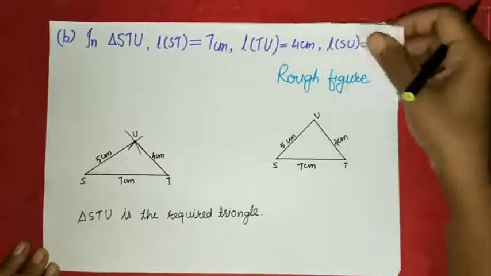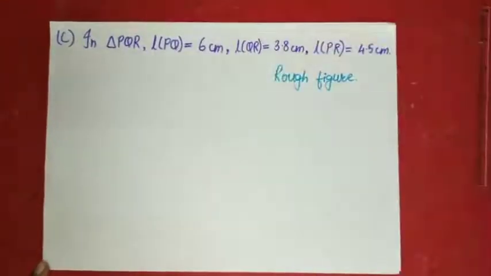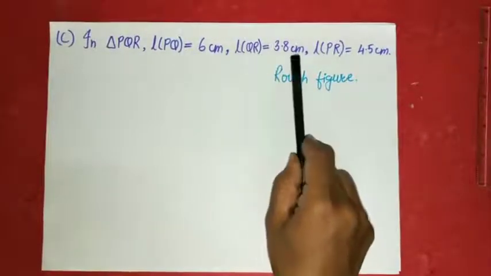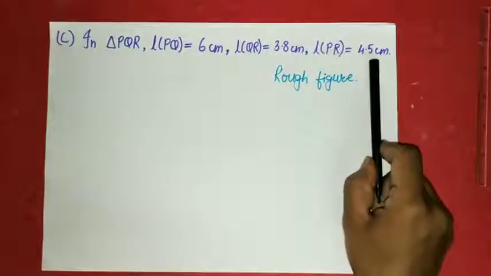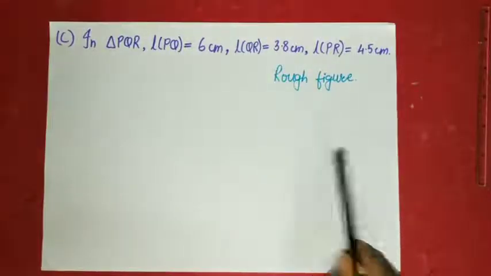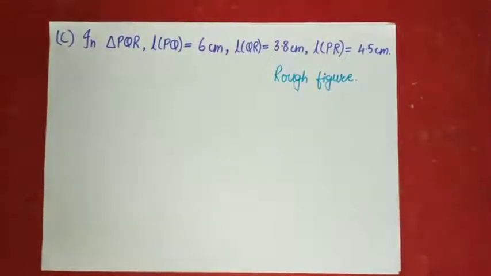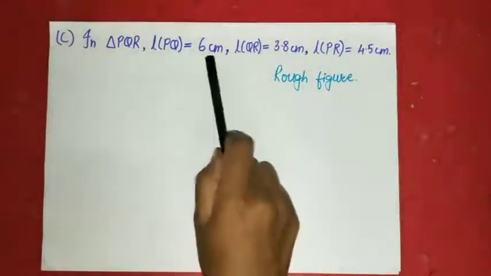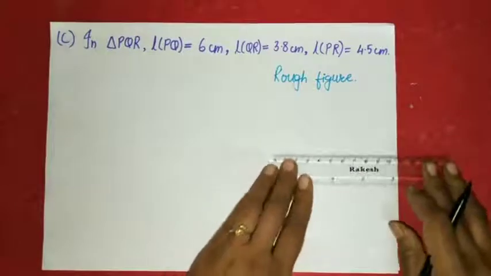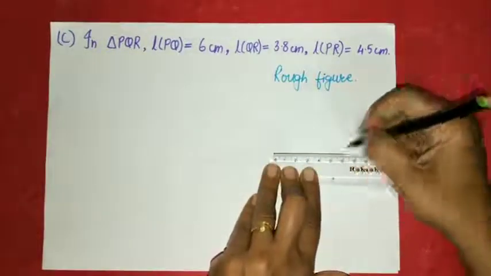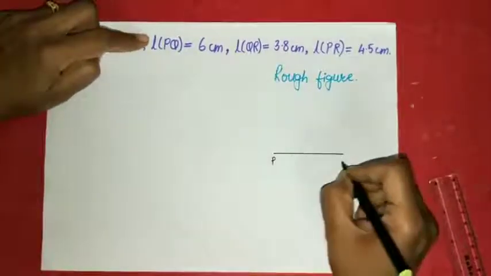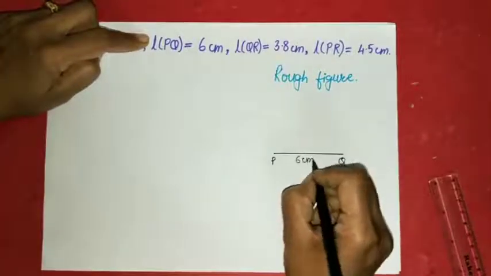Now we will see third example of question 1. In triangle PQR, length PQ is 6 cm, length QR is 3.8 cm and length PR is 4.5 cm. Again, length of all the three sides are different. That is, again we have to draw a scalene triangle here. For that, we will first draw the rough diagram. Here, length PQ is 6 cm. We will take it as the base. Also, we will show it as the longest side in our rough diagram. Now, name of this segment is PQ. So, we will write here PQ of 6 cm.